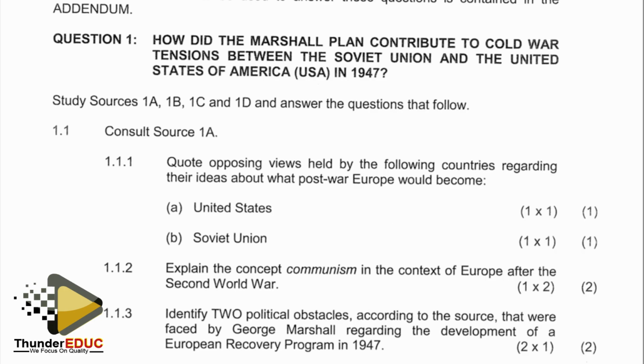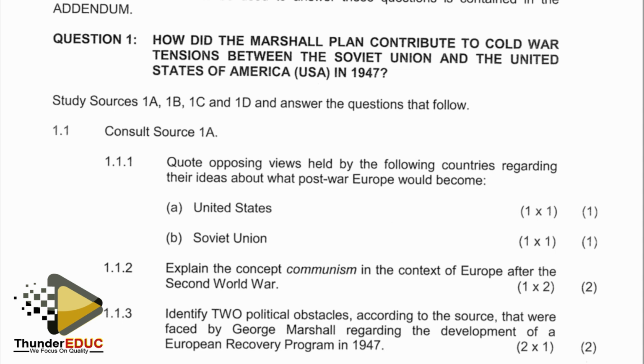Right, let's go to our question. The question is saying, quote, opposing views held by the following countries regarding their ideas about what post-war Europe would become. We are looking at A, the United States, and B, the Soviet Union. What was their perception of post-war Europe? How did they perceive Europe after the war?